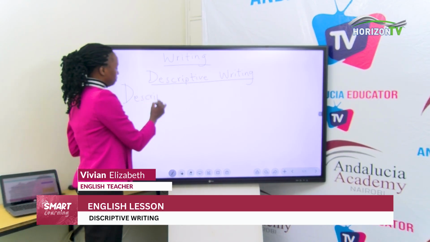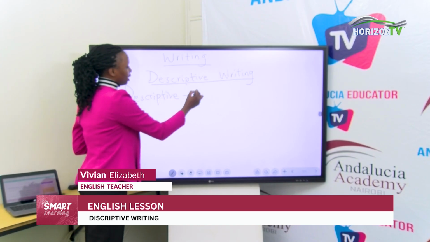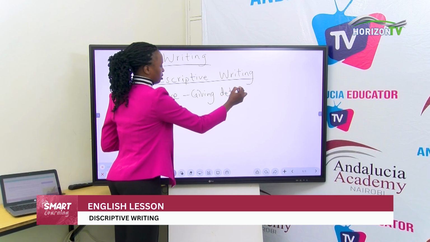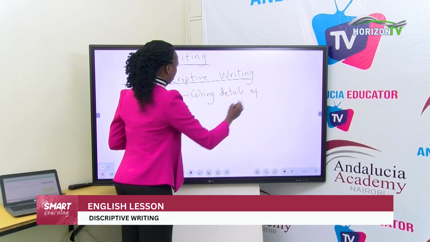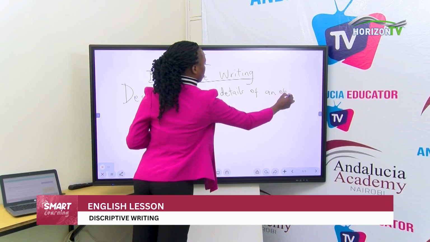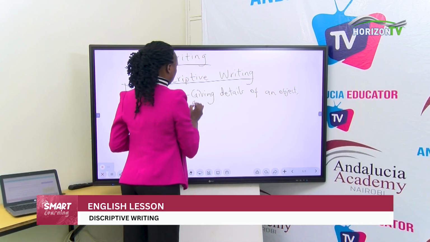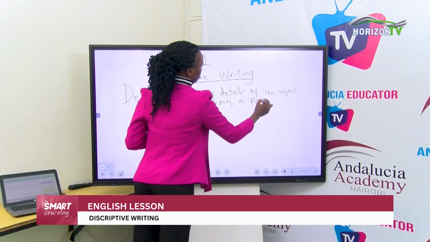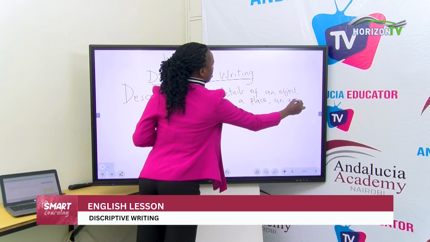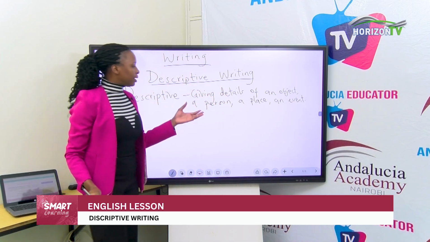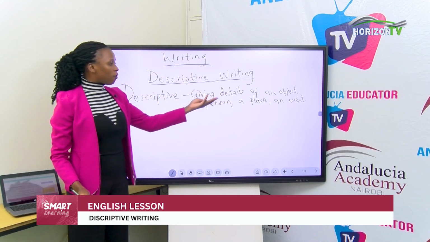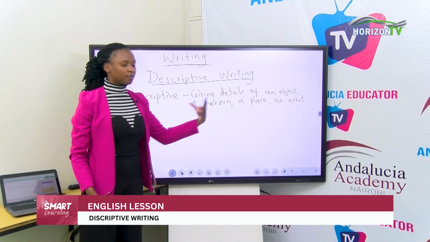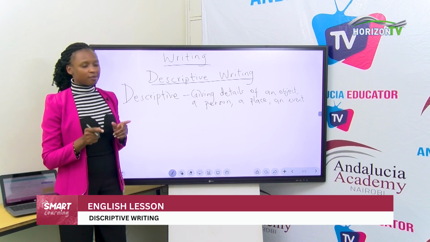So to describe simply refers to giving details, we're looking at giving details of an object, a person, it could be a place or an event, etc., etc. There are so many things that you can describe. That is our key term today.